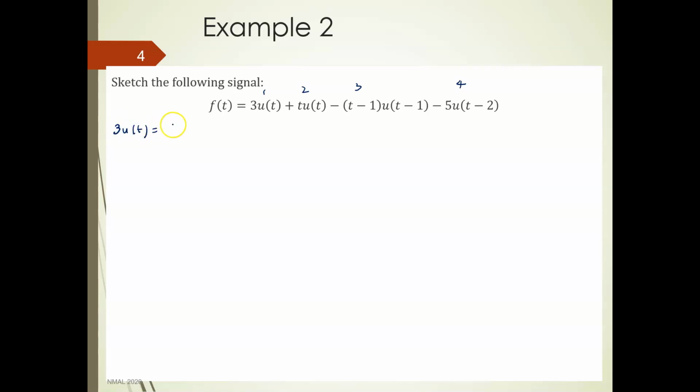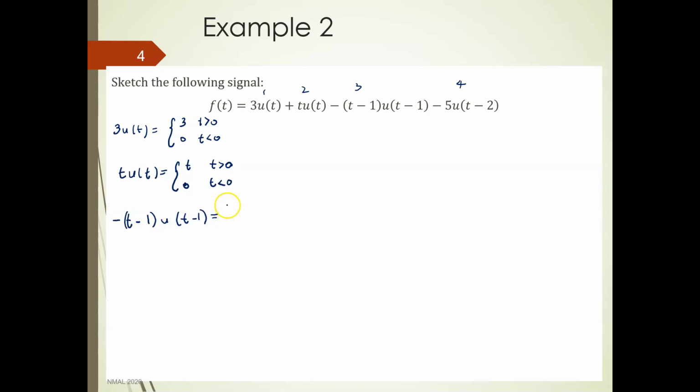So this 3u(t) is equal to 3 when t is bigger than 0, and 0 when t is less than 0. And then you have t·u(t), which is equal to t when t is bigger than 0, and 0 when t is less than 0. So this is a ramp function. And then you have negative (t minus 1)u(t minus 1).